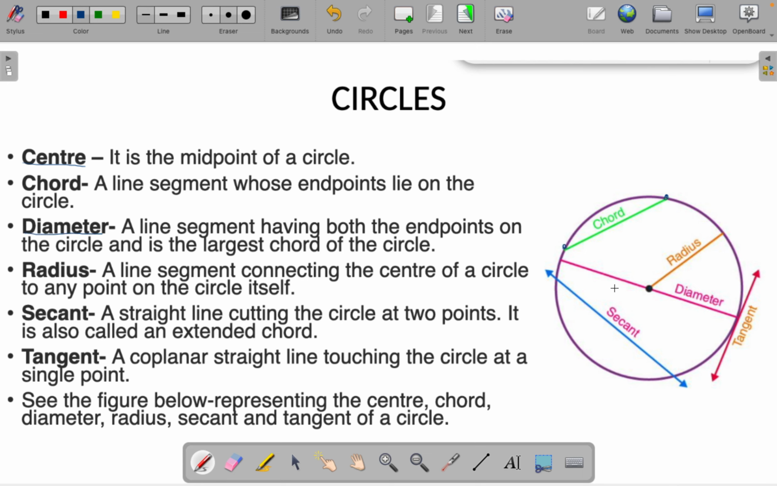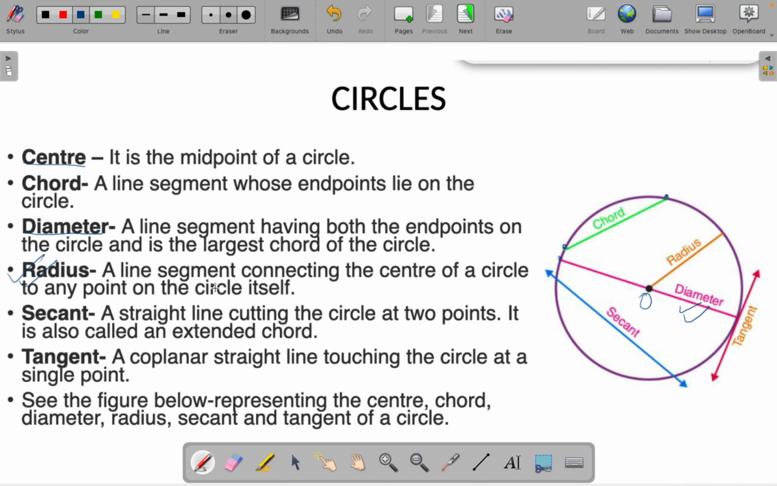Next is the diameter. We can say that the diameter is a line segment which passes through the center or the midpoint of the circle and meets the circumference at 2 points. So that means, can I also say the diameter is the longest chord of the circle? Yeah, the largest chord of the circle.